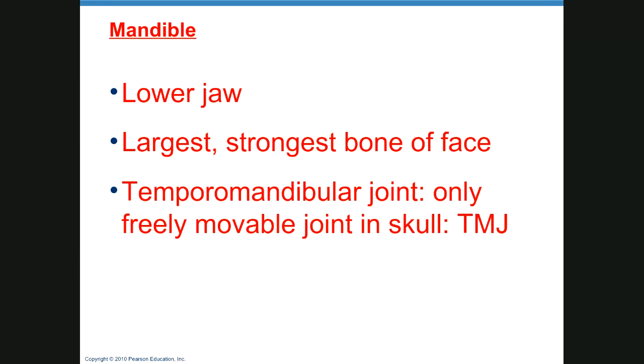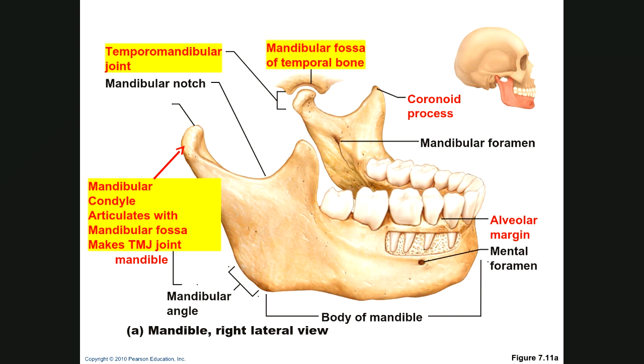The mandible is the lower jaw, the strongest bone in the body. It articulates with the temporal bone to make up the temporomandibular joint, which is the only freely movable joint in the skull. It's also called the TMJ for temporomandibular joint. And the temporomandibular joint is made by the mandibular condyles of the mandible, articulating with the mandibular fossa of the temporal bone.